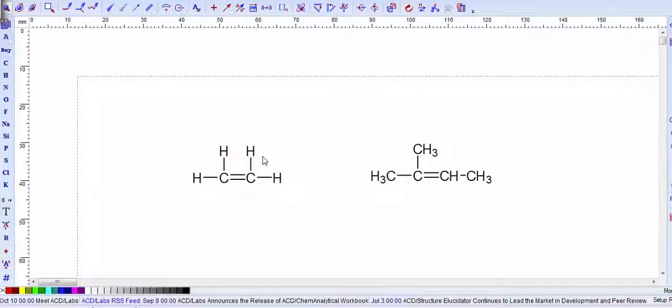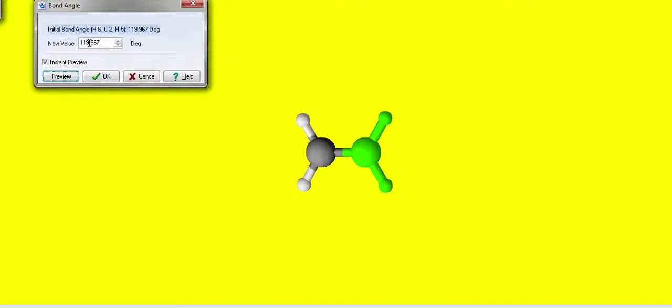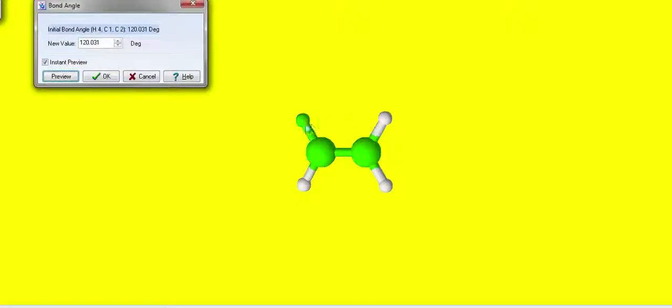This is the most simple alkene, ethene, and if we optimize the structure and we measure the bond angles, we see that the bond angle between the hydrogen, the carbon, and the other hydrogen is almost, if we round it off, 120 degrees. If we look at the bond angle between this hydrogen, the carbon, and the other carbon, that angle there is 120 degrees. So all the groups around an sp2 carbon atom have a bond angle of 120 degrees.